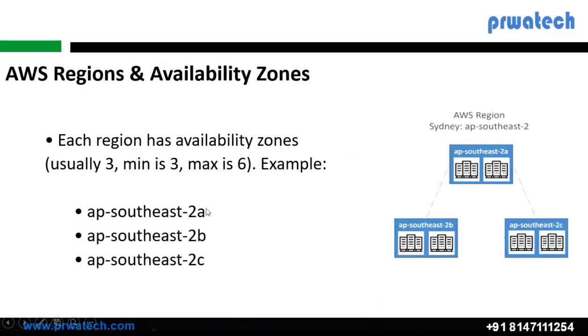They will be named like AP Southeast 2A, 2B, 2C. Suppose you select Sydney: there is one data center, a second, and a third, and they are connected to each other. If you deploy your application in Sydney, your data will be stored in three availability zones, or data centers. If anything happens, like a disaster, to AP Southeast 2A, you will get your data from 2B. If something happens there too, you will get the data from 2C.